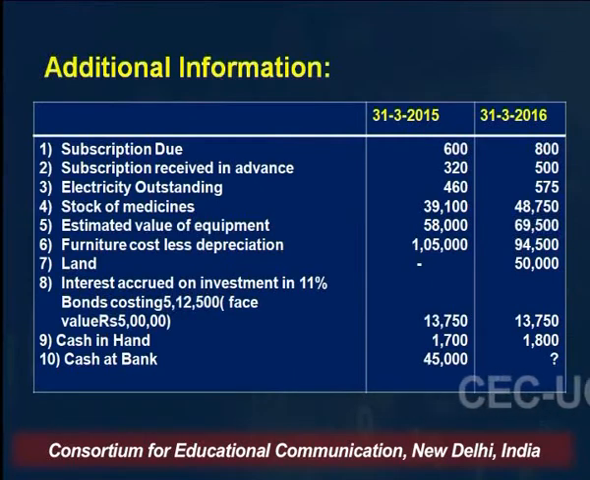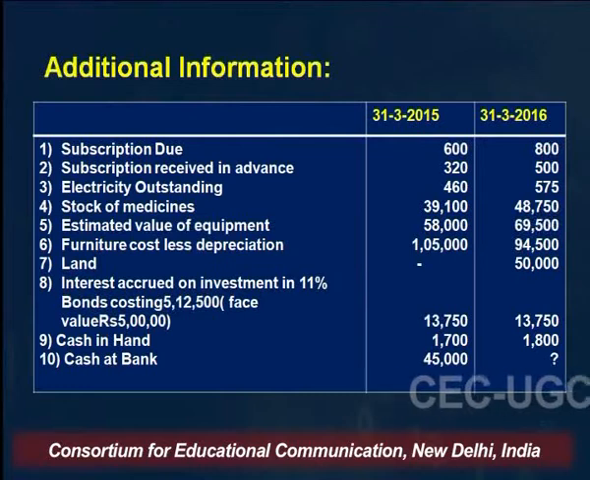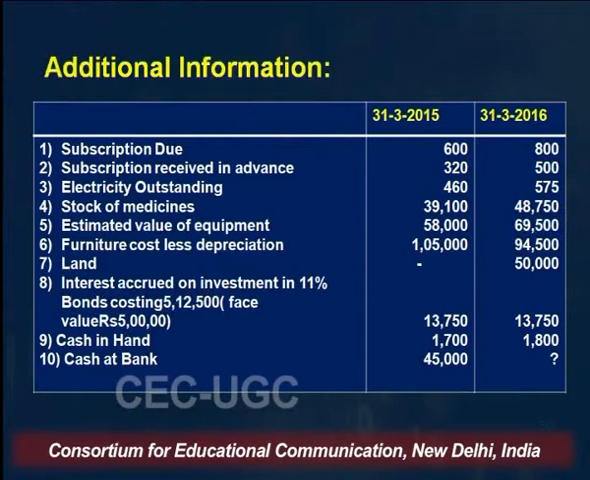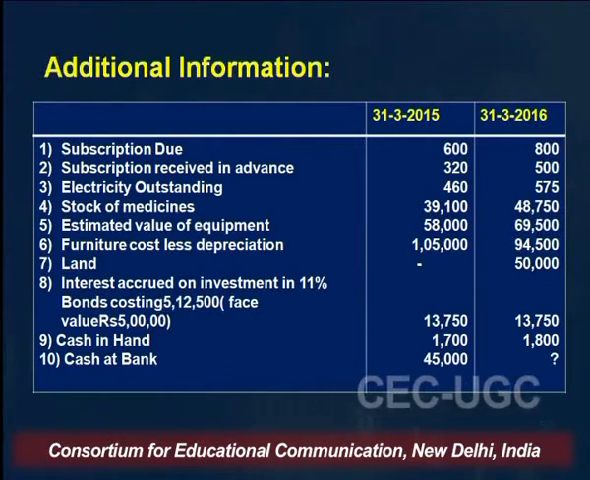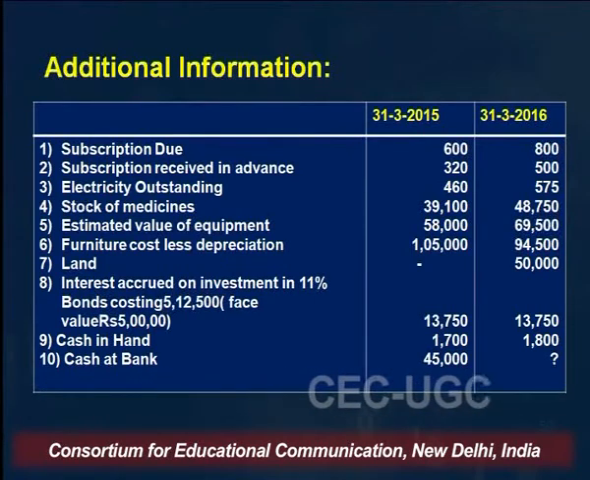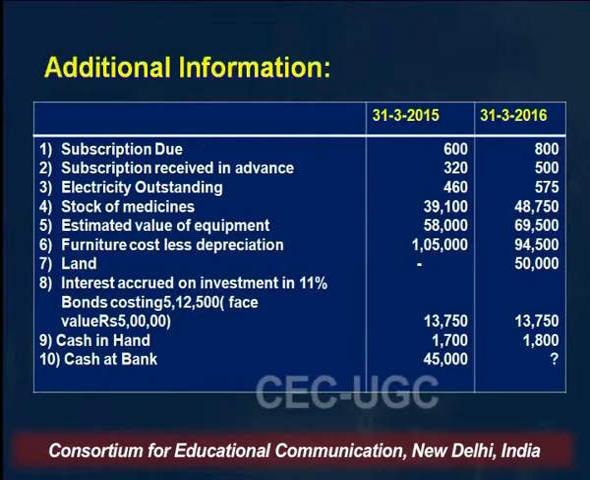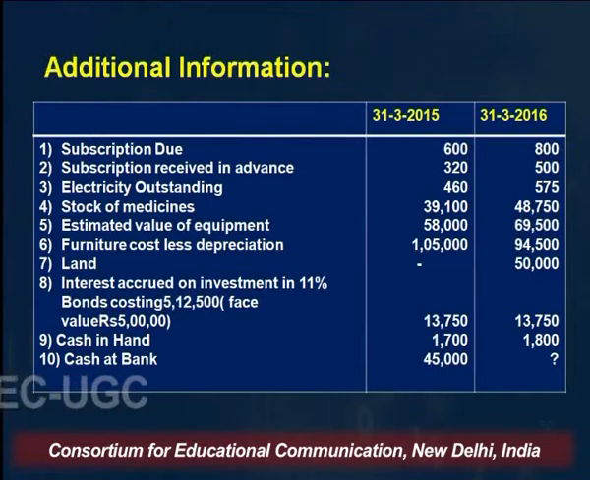This is the opening balance of subscription due. Subscription due means income due but not received. So opening balance as well as closing balance is given. Subscription received in advance is an income which belongs to the next year but received this year. Opening as well as closing balance are both given here. Electricity outstanding, opening as well as closing. Stock of medicines, estimated value of equipment, this is an asset. Furniture, this is also an asset. Land, interest accrued on investment, cash in hand, cash at bank. The entire information is given here, opening as well as closing.